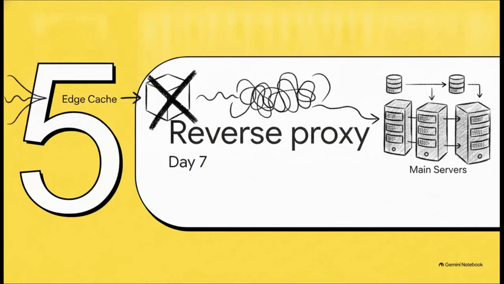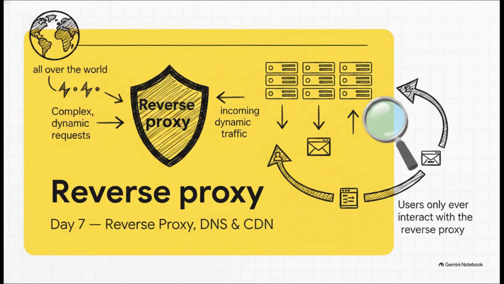Which leads us perfectly into section 5, reverse proxies explained. For those complex dynamic requests, the traffic has to travel deeper into our system, and we use a reverse proxy. When global traffic floods in, you simply cannot expose your internal servers directly to the open internet. It's too risky. The reverse proxy acts as this intelligent shield, the ultimate traffic cop. It sits in front of your internal servers, handles SSL termination, manages connection pooling, and uses load balancing algorithms to distribute all those incoming dynamic requests safely and efficiently. Your users only ever interact with the proxy, which keeps your core infrastructure safe, hidden, and highly available.